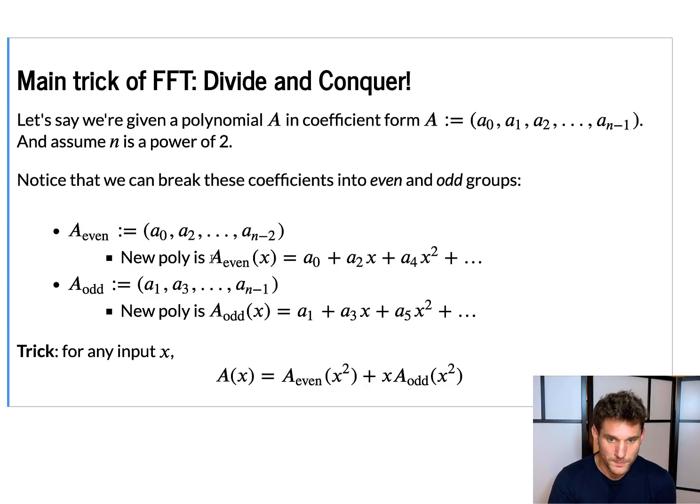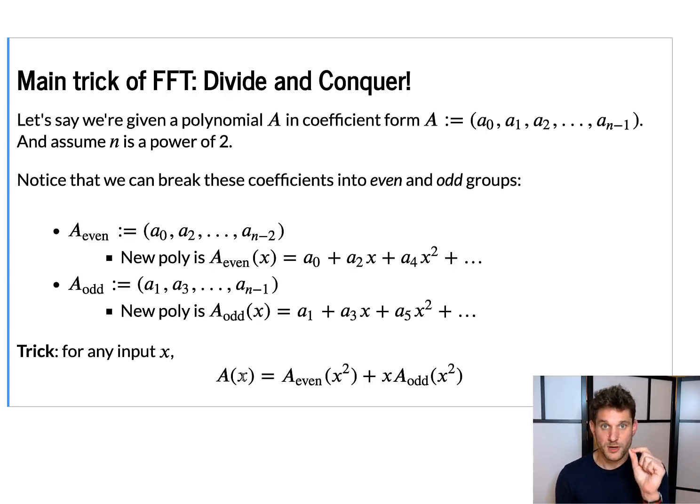What is that new polynomial? The new polynomial is a0 plus a2 times x plus a4 times x squared, right? Once I write a even in terms of what it is as a polynomial, this is the polynomial a even. I can similarly take a odd, which are the odd coefficients of this polynomial a, and define this new polynomial. The new polynomial a odd evaluated at x is just going to be a1 plus a3 times x plus a5 times x squared, and so on and so forth, right?